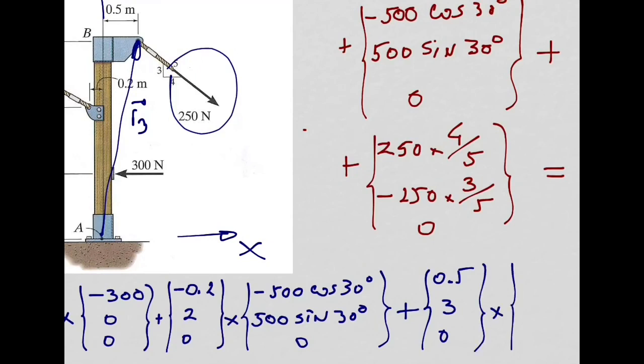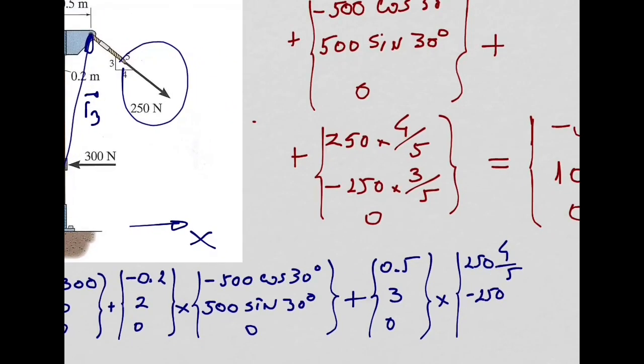Cross product with the force vector. I think we did the force vector already, right? It is this one. You all agree with me, this is my force vector, so I can just copy this one. I can say it's 250 times 4 over 5, minus 250 times 3 over 5, 0.